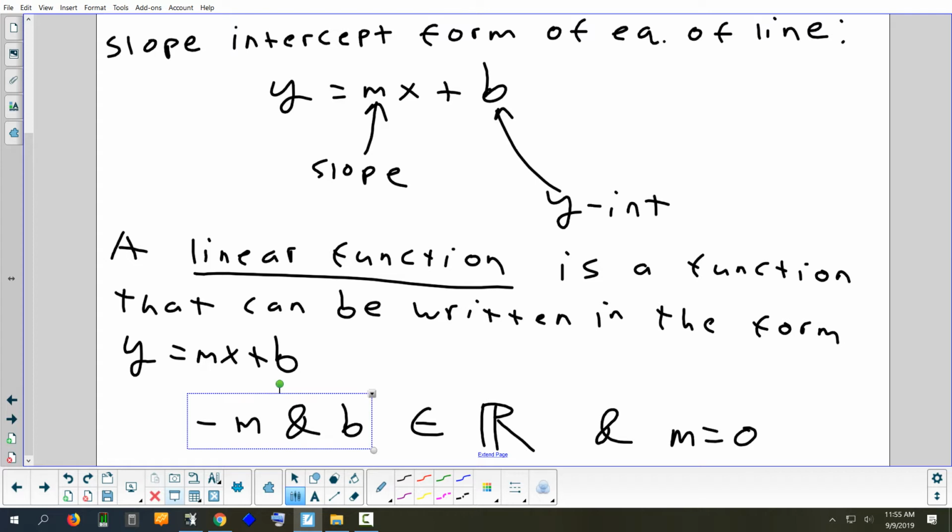The slope and the y-intercept have to be this kind of number. What is that symbol for again? Real. Yeah, we're not dealing with imaginary slopes and intercepts. And in order to be a linear function, you can't have a slope of 0. If you did, you would have y equals a number. That's called a constant function, which is a line, but it's not a linear function, it's a constant. So in order to be linear, you have to have a non-zero slope.